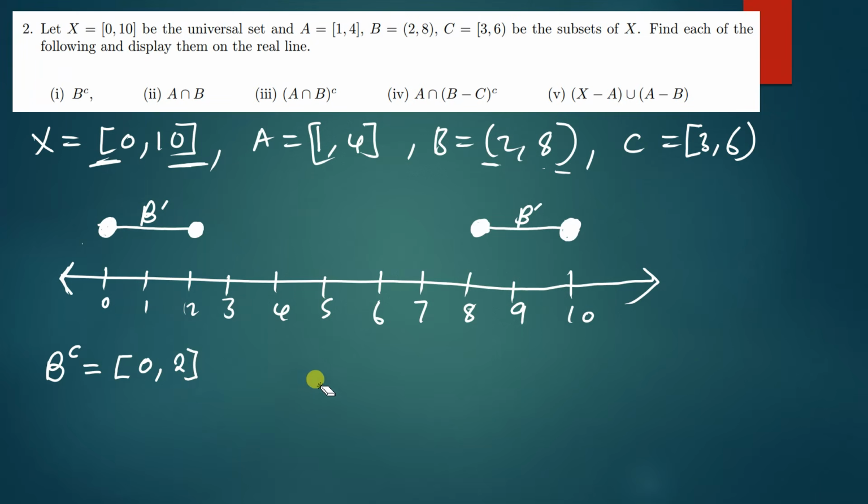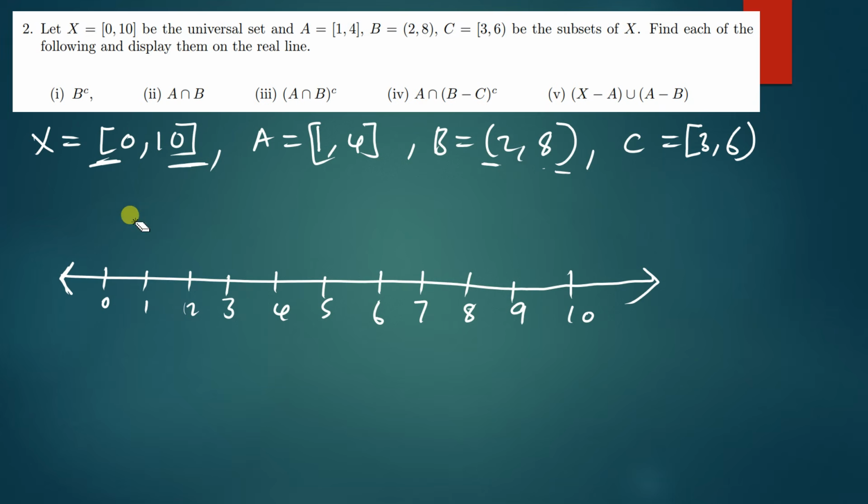So the next question is asking us to find A intersection B. So A intersection, like I said, intersection is simply just the set of common elements between 2 given sets. All right, so A intersection B, what I'm going to do is I'll first have to put my A on the real line. So I'm using the real line to solve all these questions here, because I told you this is the simplest method you can ever have to solve sets.